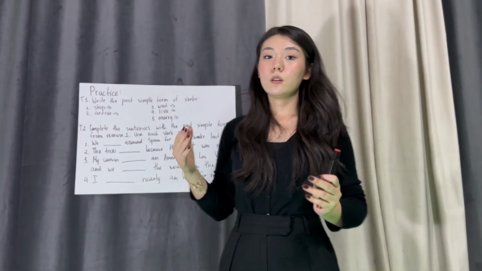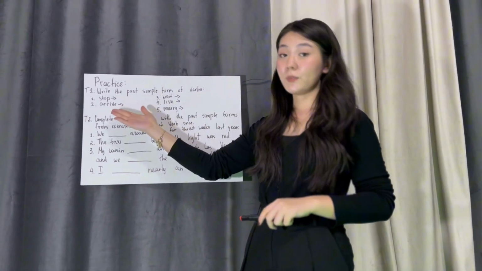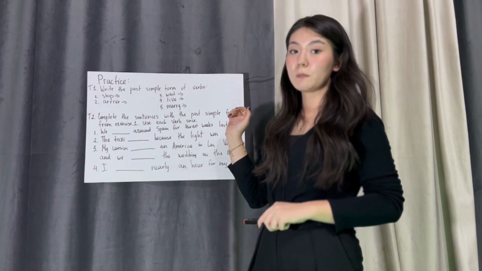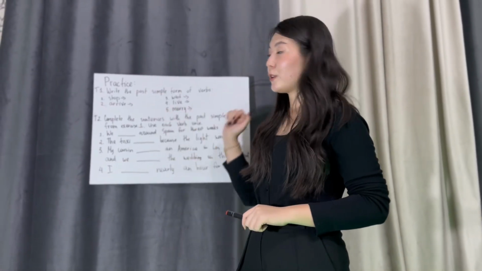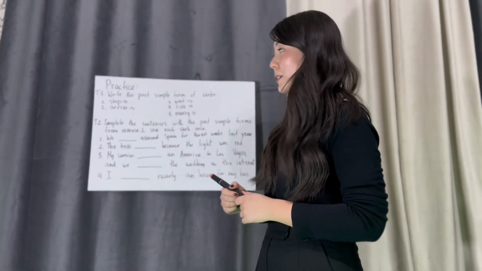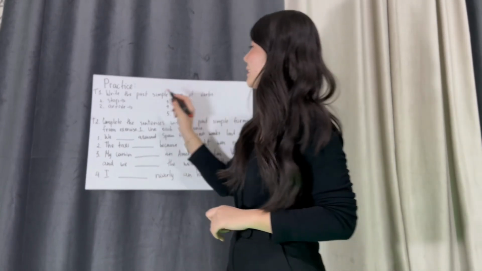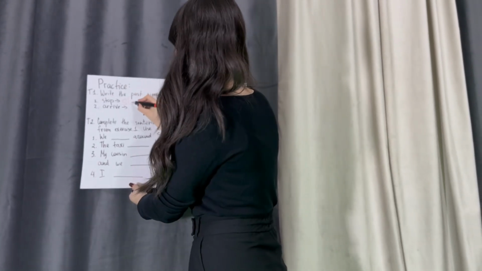Okay. Our next step is to do some practice. You should use everything you learned in this lesson in practice to get it into long-term memory. Look there. The first task is to write the past simple form of verbs by adding ed endings. And I'm waiting for you to complete the first task. I think you have finished that task. Who wants to answer? The first is stop. Stopped. It's right, Noah.